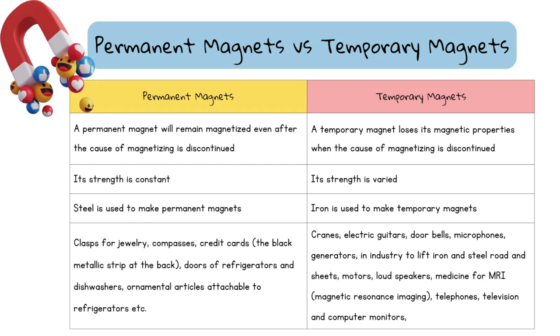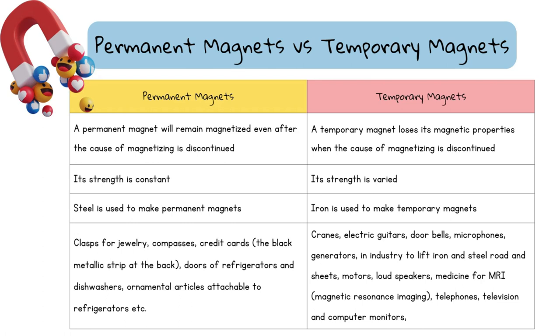Its strength is constant. Steel is an example of this, and it can be used to make clasps for jewelry, compasses, the black metal strip on the back of your credit card, doors of refrigerators and dishwashers, as well as ornamental articles attached to the refrigerators.